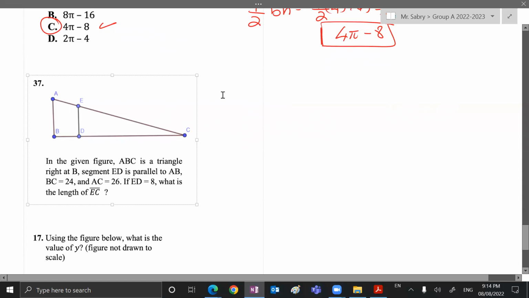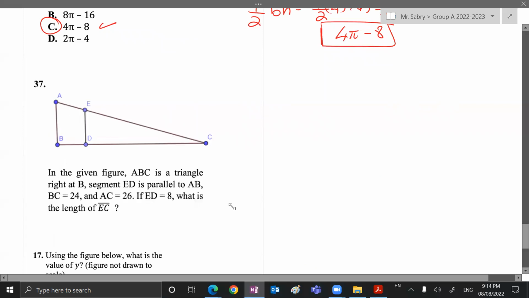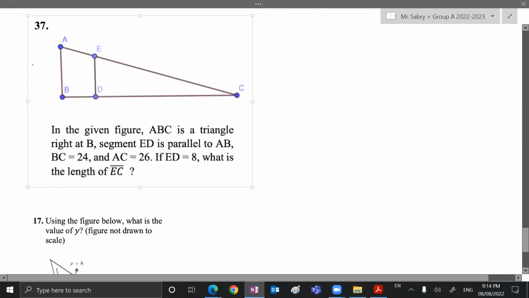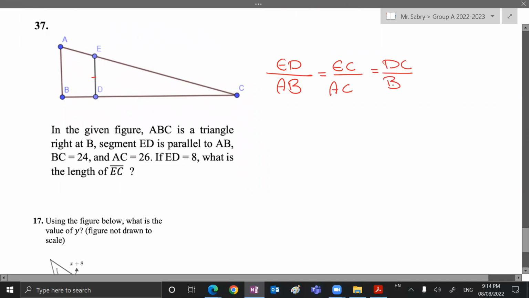This one is all about similarity clearly. So as soon as I see this figure, I know the topic is similarity. It's all about similarity. So what is it? This means that this side here, the smaller one, which is ED, over the bigger side, which is AB, is supposed to be equal to the smaller side, which is EC over AC, equals DC over BC.